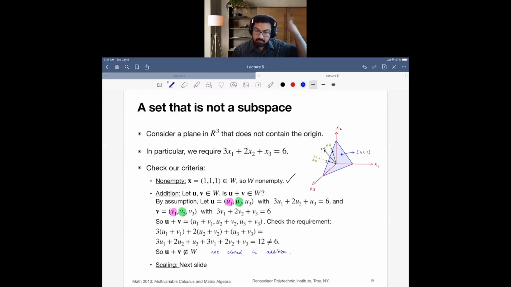Questions about this example? So this sort of goes back and validates our point that if you have a subspace in R cubed, it has to contain the origin, right? So the plane has to go through the origin. If it doesn't, then you are going to not have a subspace.